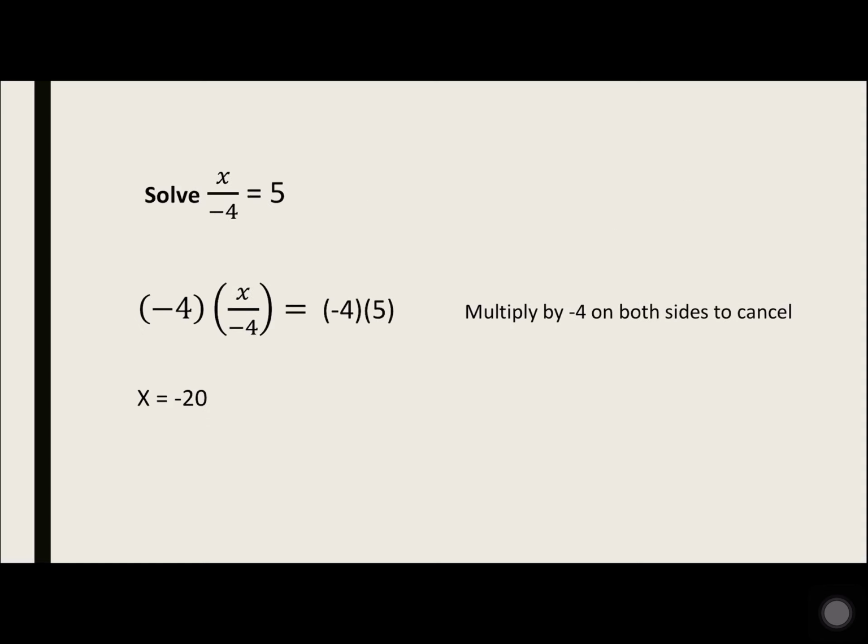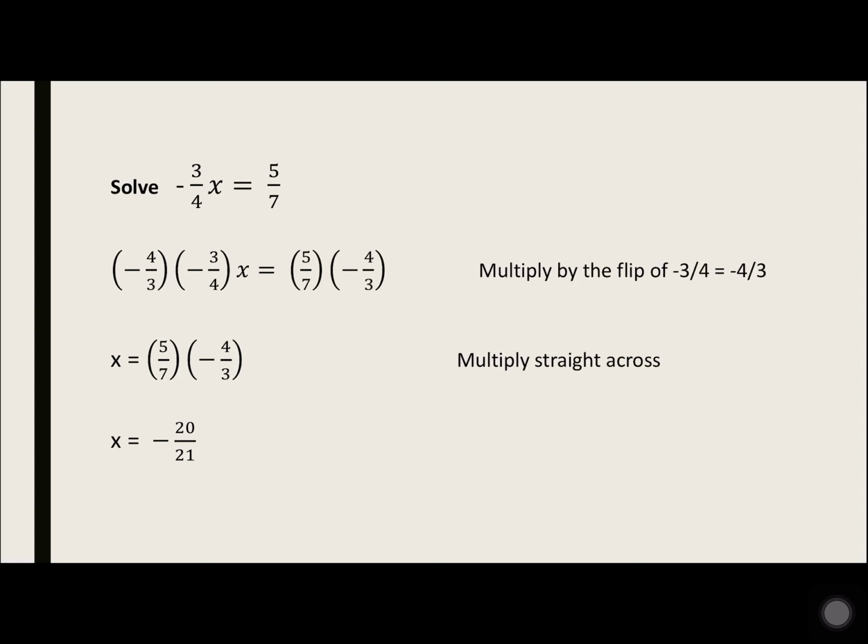Solve. X divided by negative 4 equals 5. If x is being divided by negative 4, we have to multiply by negative 4 on both sides, so that the negative and the 4's cancel on the left. On the right, do the same thing to both sides. Negative 4 times 5 equals negative 20.